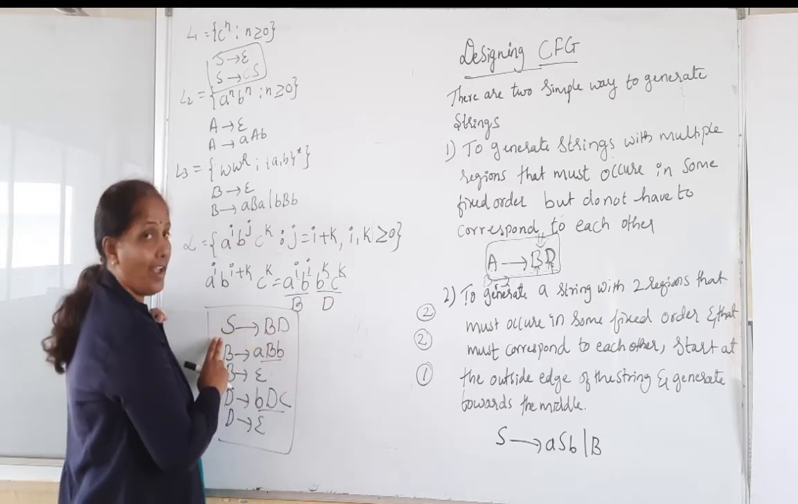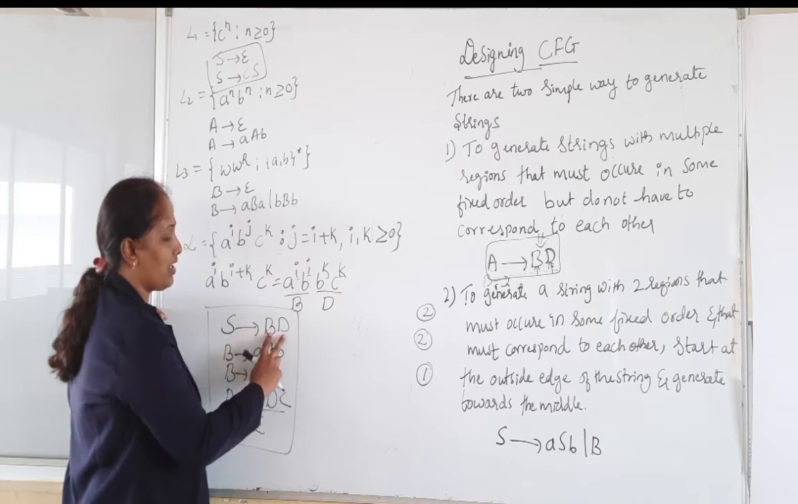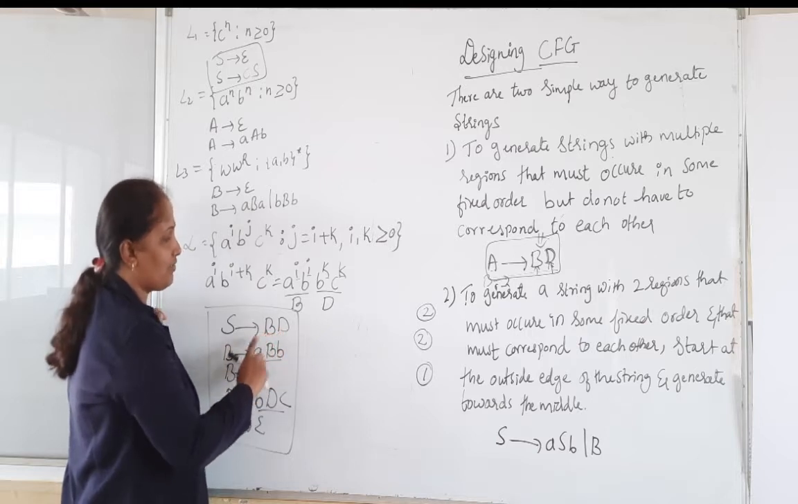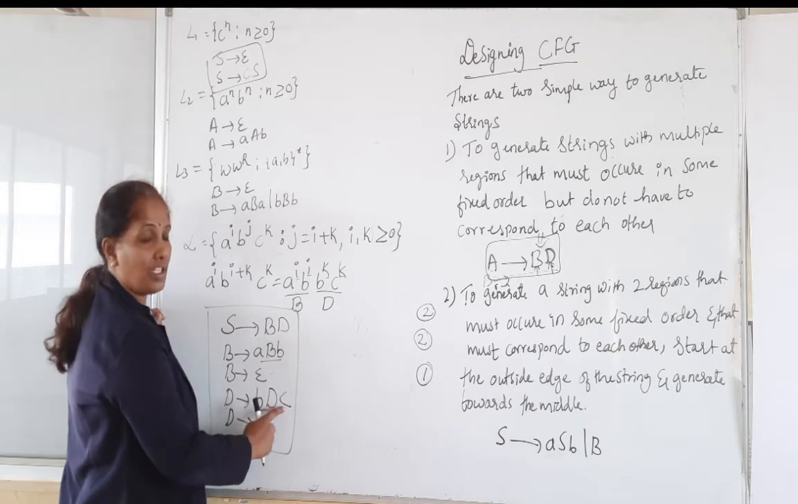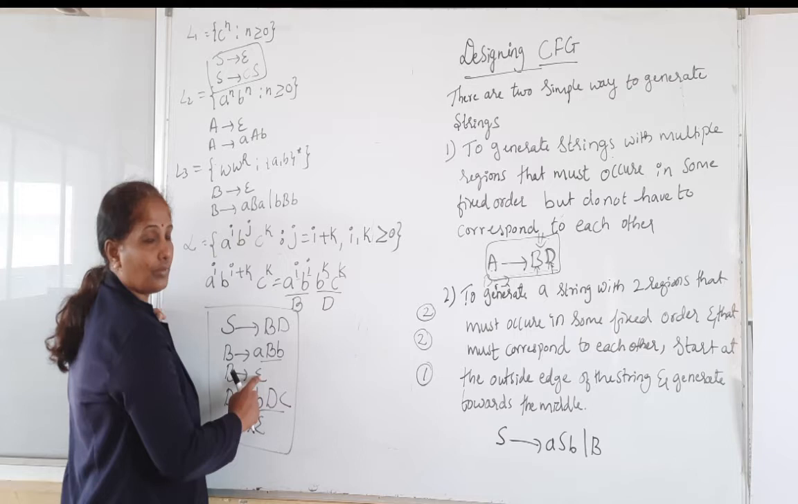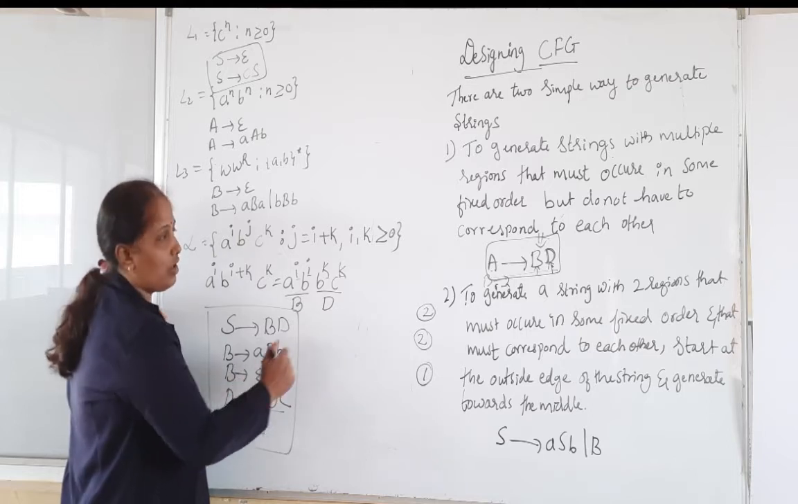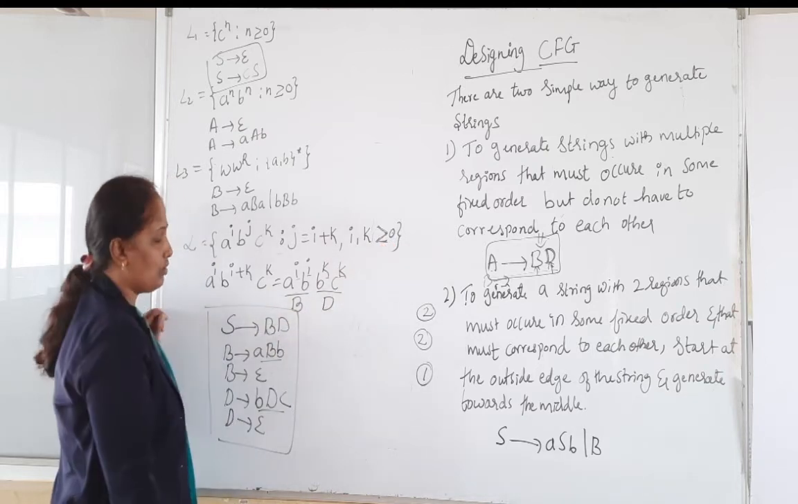Here I started with the grammar symbol S. This S symbol contains non-terminals which define the strings of two regions. B is defining the string where a is followed by b, and D is defining the string where b is followed by c. Any number of times these may occur, or it also produces epsilon, because the occurrence of i and k is greater than or equal to 0.